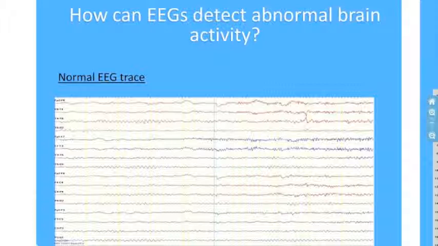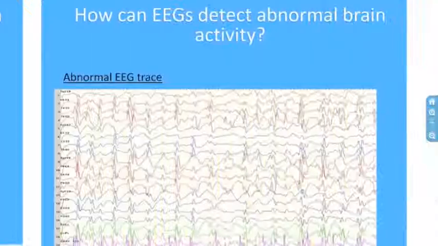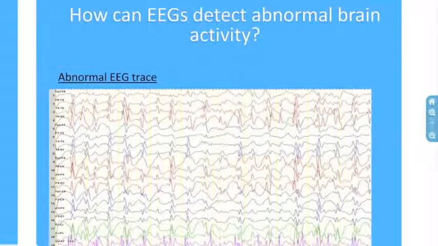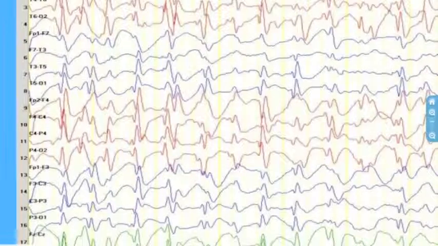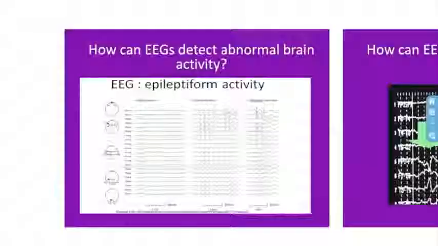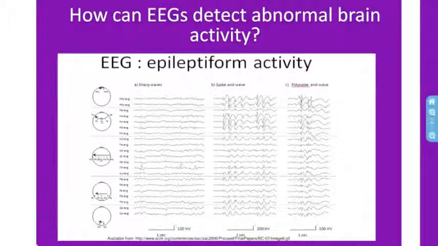So how can an EEG detect abnormal brain activity? To start off with, this is how a normal EEG trace looks. The frequency of waveforms depends upon the state of activity of the brain. In contrast, this is how an abnormal EEG trace looks. Different abnormalities within the brain show different characteristic changes. For example, in epilepsy, characteristic sharp waves, spike waves, and polyspike waves are seen. These may be either focal, lateralized, or generalized, indicating the origin of the abnormality.